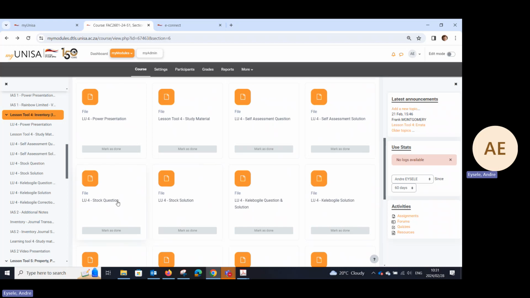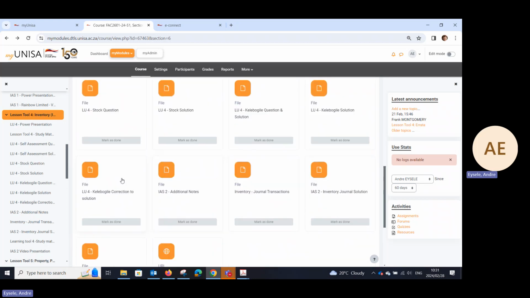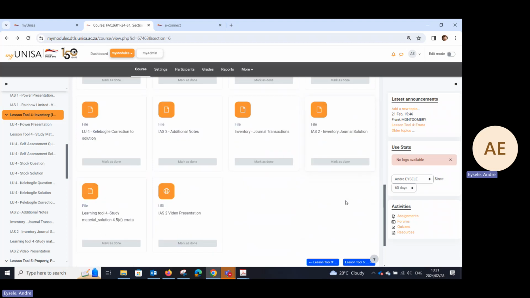stock question, which has been upgraded to include a very important section. And that is what we will be discussing today, as well as additional notes, inventory on journal transactions, the journal solutions, and then the material errata of the study material. This is just an indication of how to browse through your Moodle platform.